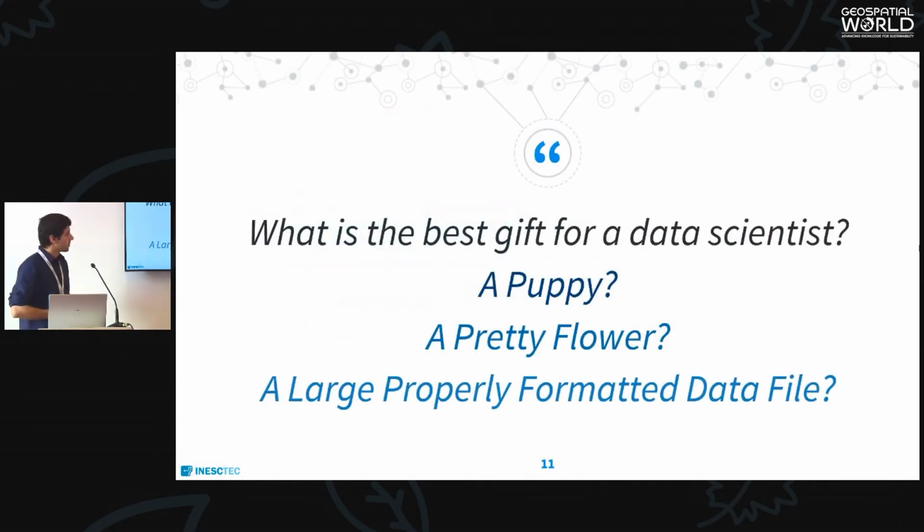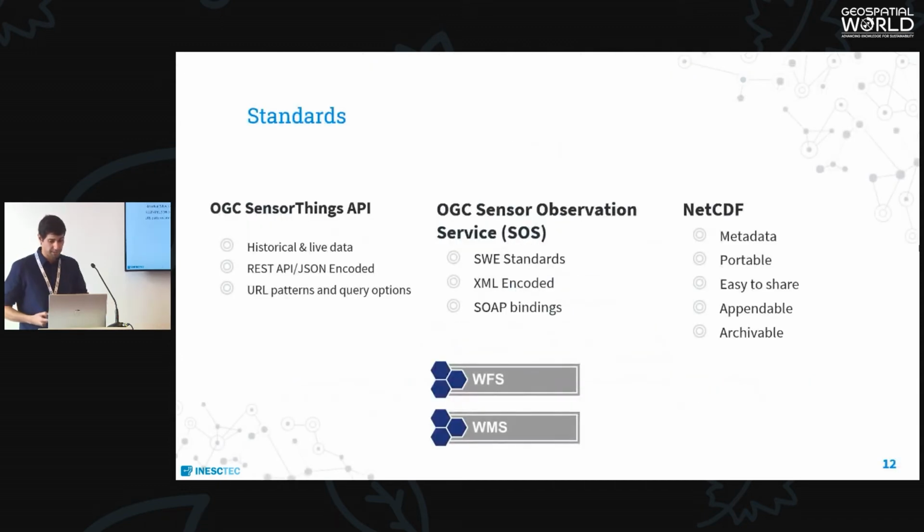So there's a little joke in my land. Well, my land, I call it the data scientist land. What's the best gift you can give a data scientist? Is it a puppy? Is it a pretty flower? No, of course not. It's a large, properly formatted data file. Because it makes things much easier to exchange and understand, so we can understand each other.